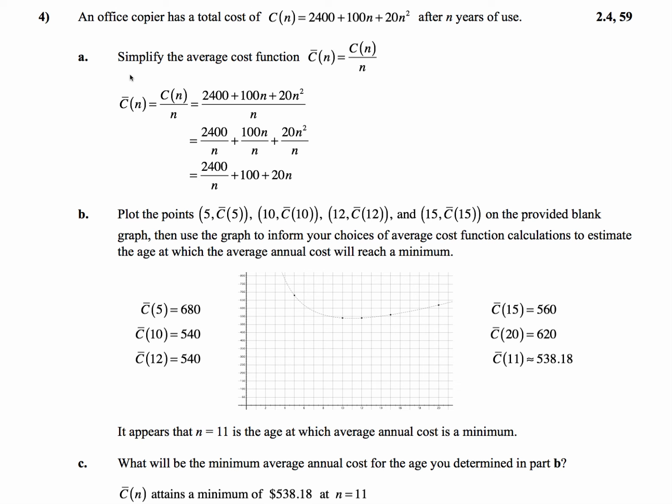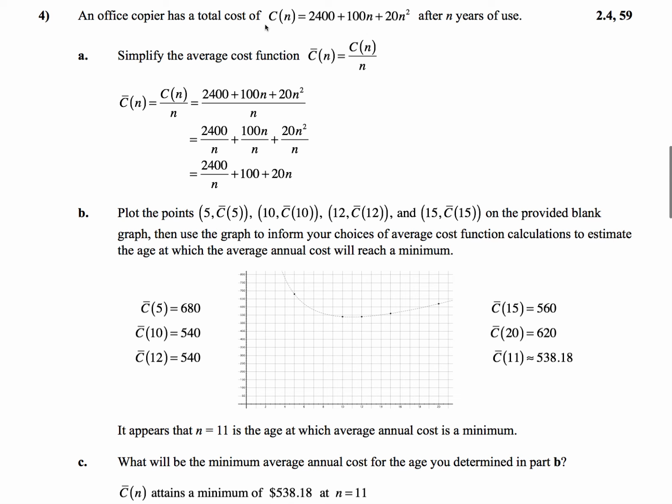So question 4 involves average cost per unit. We're given a cost function, after n years of use, of 2,400 plus 100 times n plus 20 times n squared. And we're asked to first simplify the average cost function.